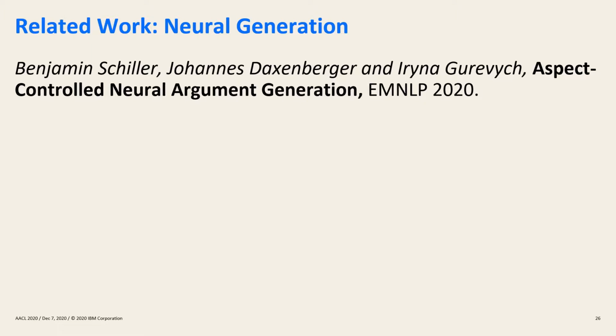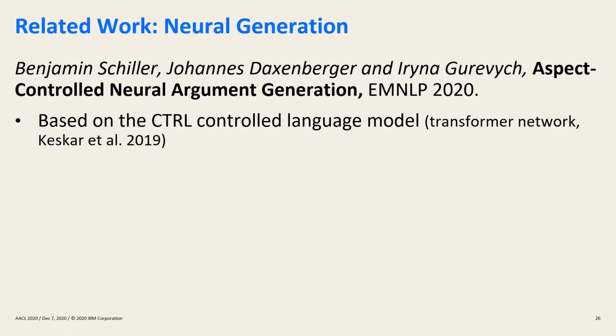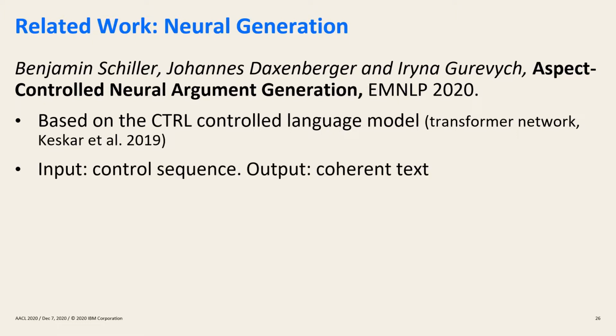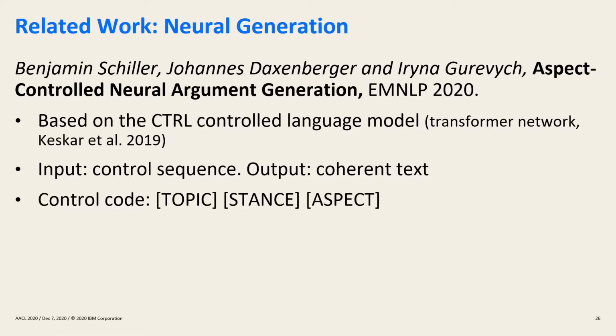A different approach towards neural generation is from Schiller et al., which I've mentioned briefly in the previous part of the tutorial. So their work is based on the CTRL language model. This language model takes a control sequence as input and outputs coherent text. So if you're familiar with, say, GPT-2, it's kind of similar, but instead of getting a sentence as input, in this case, they take a control sequence. Schiller et al. define the control sequence as a topic, stance, and aspect.